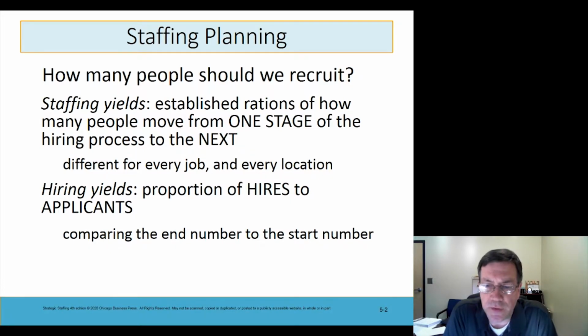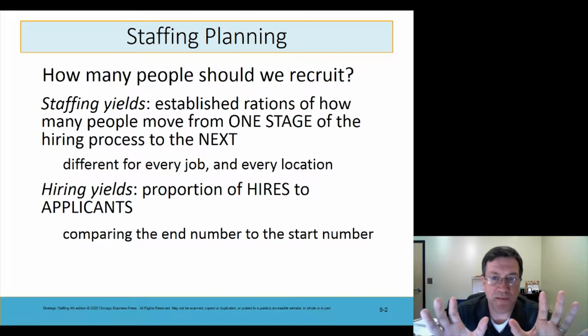We're going to talk in this video about staffing yields and hiring yields, and they're slightly different in their meanings or their applications. Notice that the staffing yields is the ratios, that's a typo on that slide, the established ratios of how many people move from one stage of the process to the next stage of the process. So for example, if our process says that we have people who come in and fill out an application, and we've got a block of those people, some of them get a first interview.